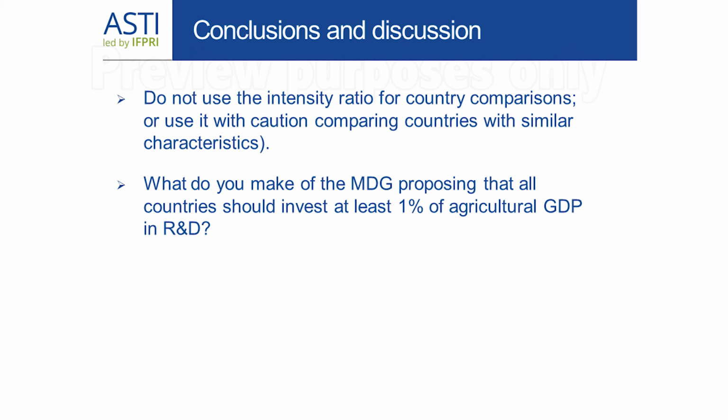So, conclusions. Well, the advice would be do not use the intensity ratio for country comparisons, or use it with caution. The goal of reaching 1% depends on the country, depends on several things. Most Latin American countries have already reached it. Asian countries will probably have a very, very difficult time getting there, and they probably shouldn't get there. That's the most important thing, because there's no point, it doesn't mean anything.